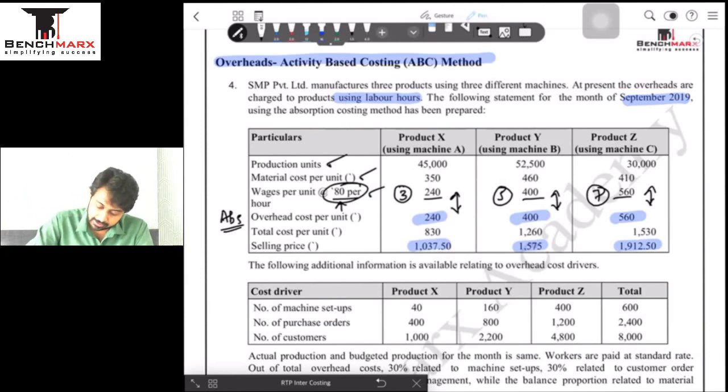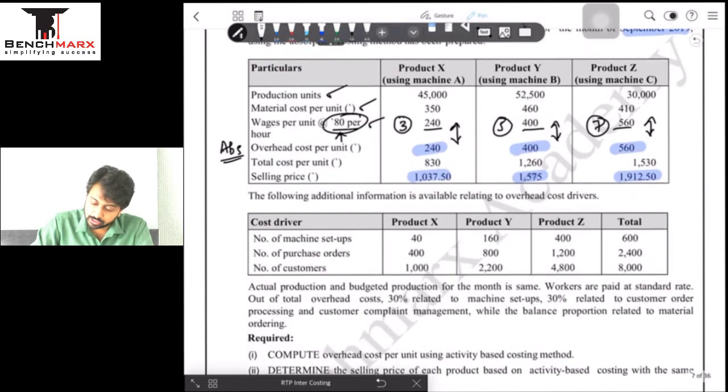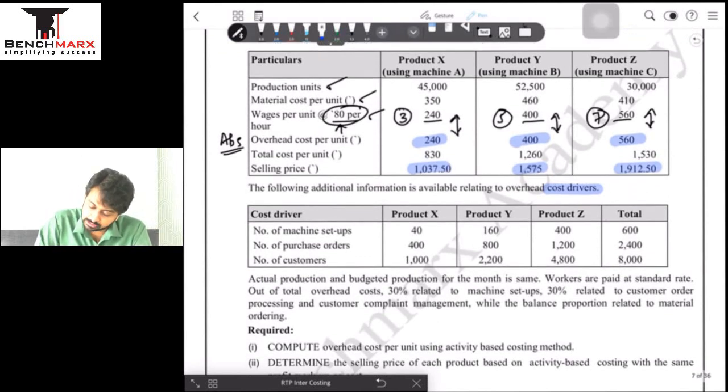Okay, let's move ahead. The following information is given for overhead cost driver. So this is what is important for doing activity based costing. Number of setups is 40, 60, 400, total 600. Number of orders is total 2400. Number of customers is 8000. This is the information I need to get my cost per unit of the cost driver.